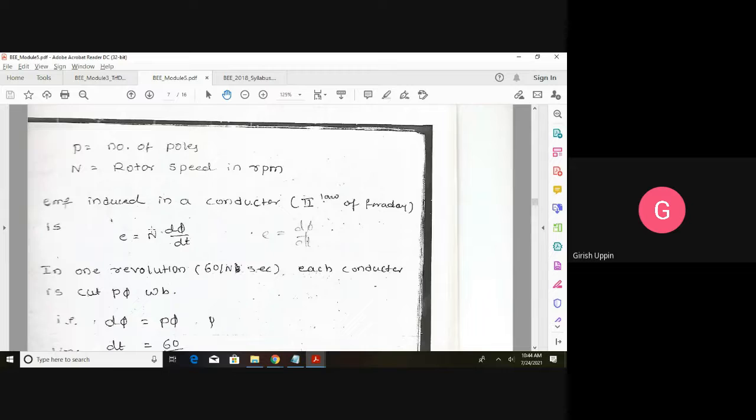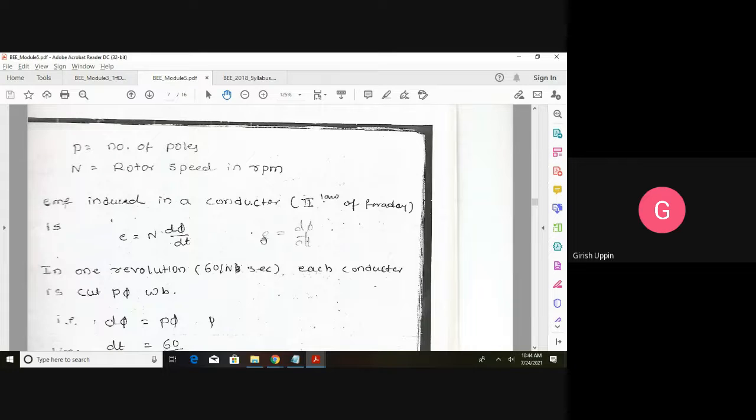So here, don't get confused with this n. This n is the number of turns. So we are going to consider it for only one conductor, so n is equal to 1. So E is equal to dφ by dt. This N is what we are using as the rotor speed.